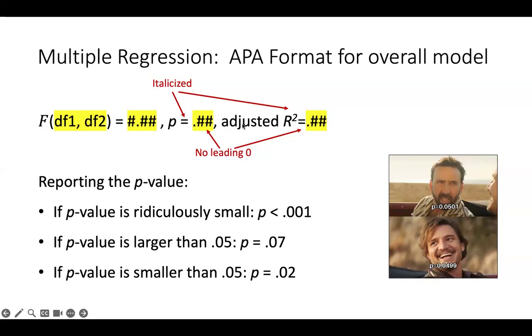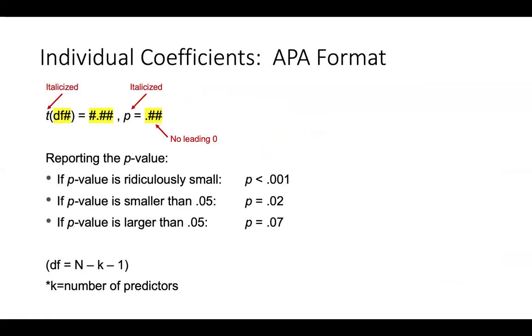Then you're going to report your adjusted R squared. And again, no leading zero, and again, the R squared is italicized. Now, if that is statistically significant, which ours was, then you would proceed to talk about the individual coefficients, your unstandardized betas. And so you would say beta was this value, and then you're going to write out your results with the t statistics.